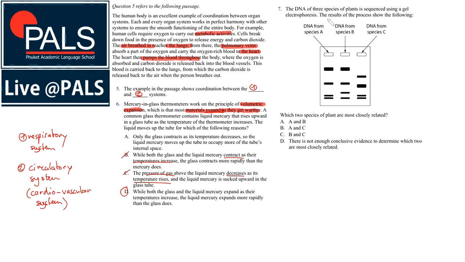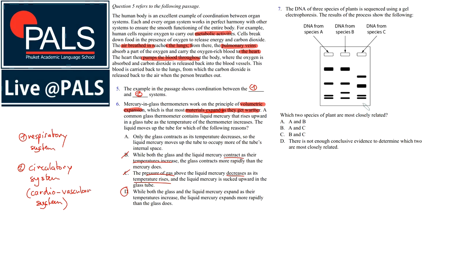7. The DNA of the 3 species of plants is sequenced using gel electrophoresis, which is very similar to paper chromatography. So it's a kind of chromatography method. The results of the process show the following. So we see the DNA being split up here. Which of the 2 species are most closely related?